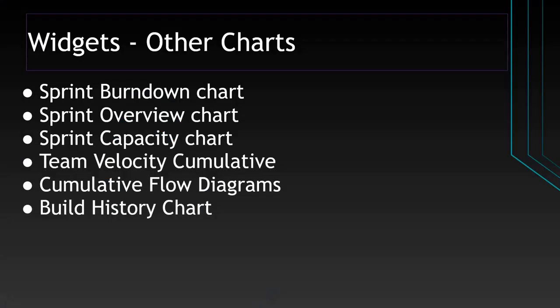Our next agenda item is how to create other different charts, like the sprint burndown chart. How can you create a sprint overview chart? How can you create your sprint capacity chart? How to create team velocity cumulative charts? How can you create cumulative flow diagrams? How to create build history charts? All these different sorts of charts I'm going to show you in Azure DevOps.